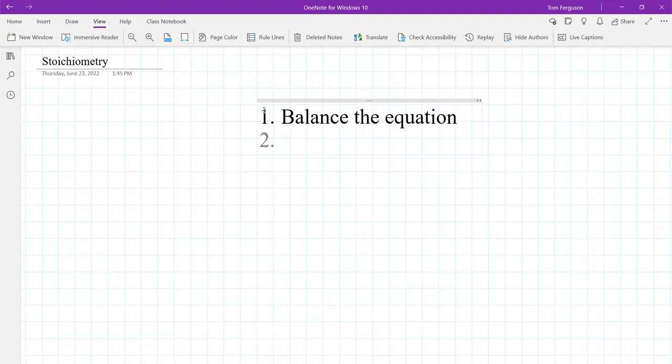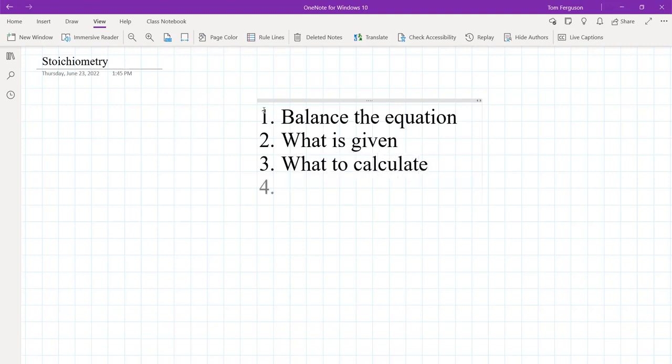Next thing is what is given. Sound familiar, right? Number 3, what to calculate. And lastly is the setup. Okay, so let's look at a typical, very simple stoichiometric problem.